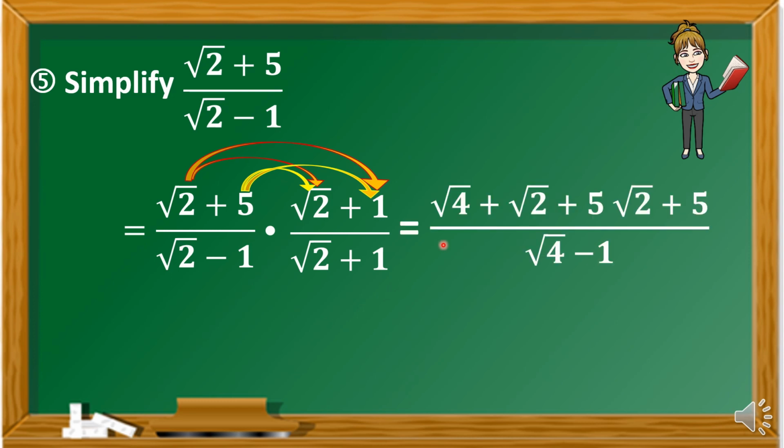So, magiging answer po niyan is square root of 4 plus square root of 2 plus 5 square root of 2 plus 5. So, sana ko si square root of 4. Square root of 2 times square root of 2 is equal to square root of 4. Square root of 2 times 1 is equal to positive square root of 2. Next, 5 naman po. Positive 5 times square root of 2 will be 5 square root of 2.